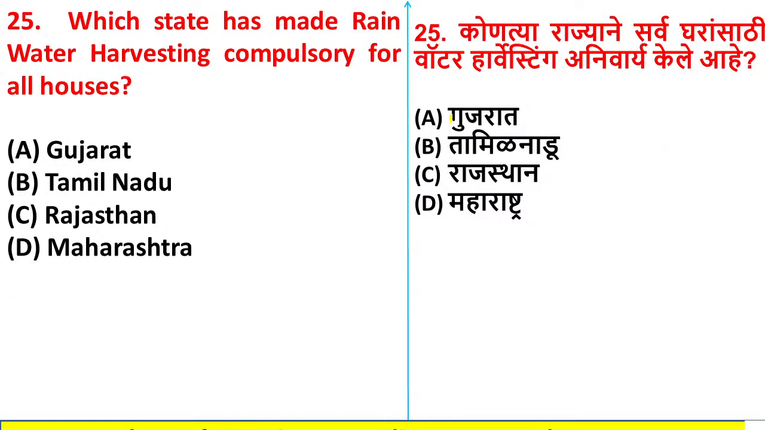Question number 25. Which state has made rainwater harvesting compulsory for all houses? Option A, Gujarat. Option B, Tamil Nadu. Option C, Rajasthan. Option D, Maharashtra. Yes, here Tamil Nadu is the correct answer. Option B, Tamil Nadu.